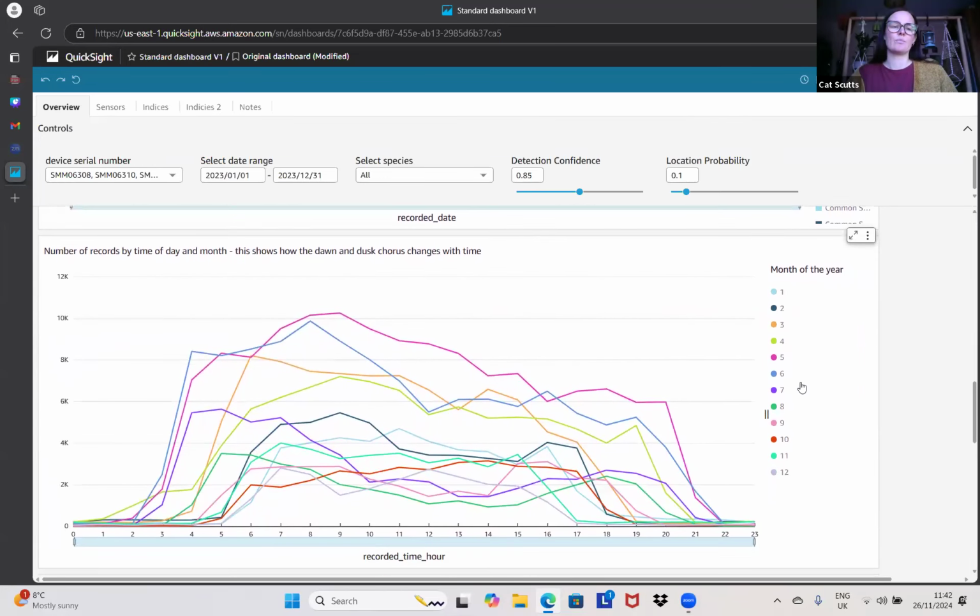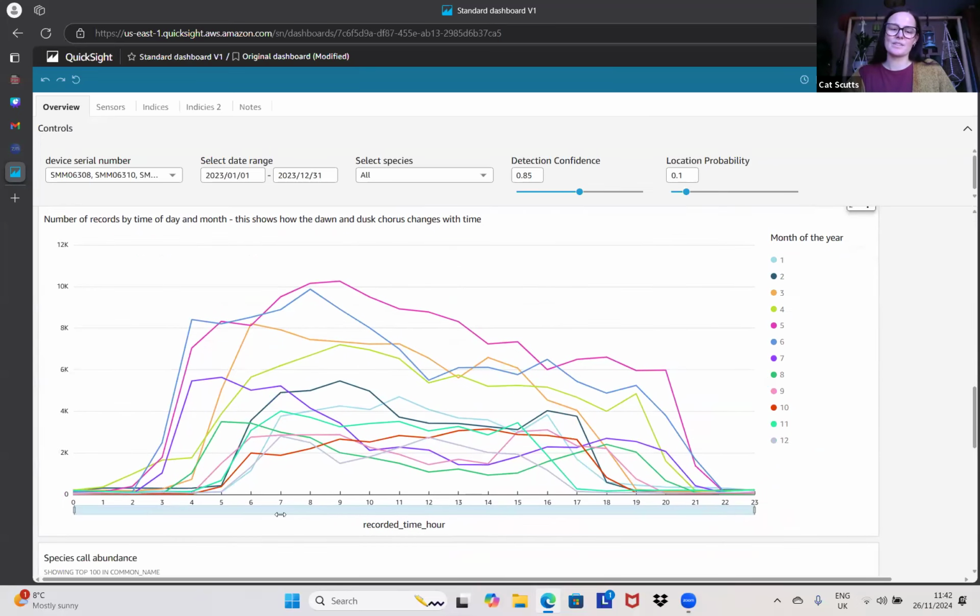And we can look at the number of records by time of day and month. So what we see here, really illustrated pretty well, is the dawn chorus. These relate to the months of the year. So this pink and this blue, we've got May and June, with really much higher numbers of dawn chorus calls, and around when you'd expect.